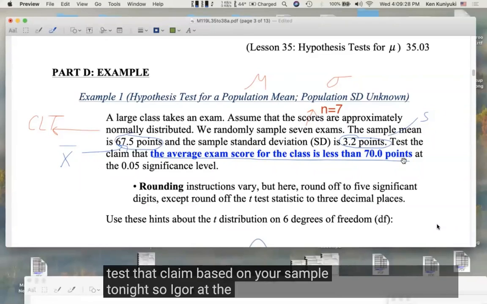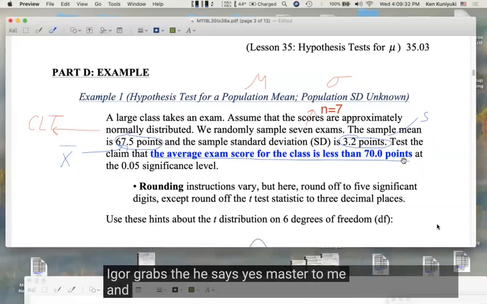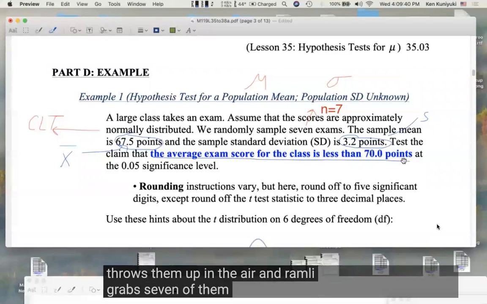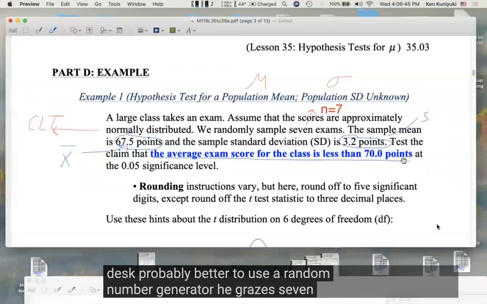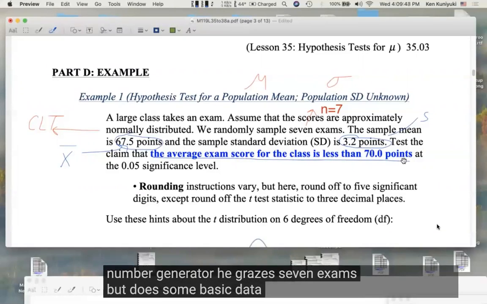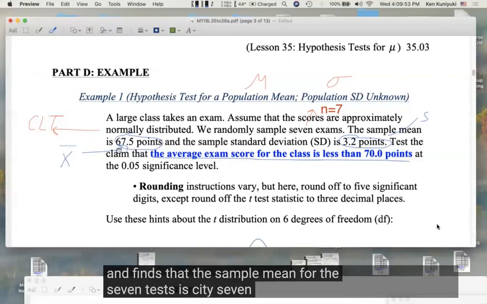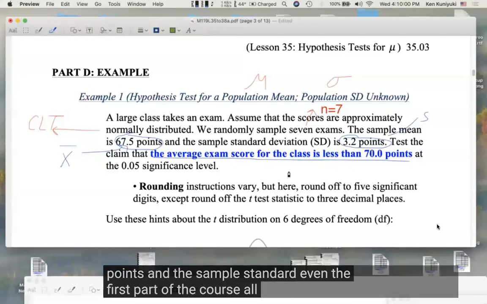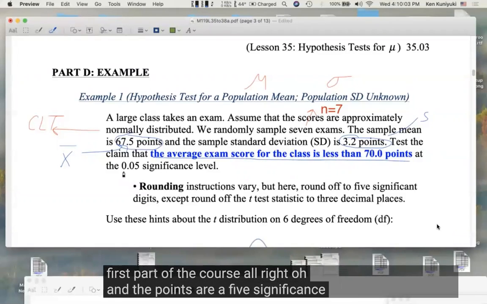So Igor, at the end of the exam, says, yes, master, to me. And he takes the stack of exams, throws them up in the air, and randomly grabs 7 of them as I hide under my desk. Probably better to use a random number generator. He grades the 7 exams, does some basic data entry on Excel, and finds that the sample mean for the 7 tests is 67.5 points, and the sample standard dev is 3.2 points. We saw how to do that in the first part of the course. All right. Oh, and the 0.05 significance level, remember?